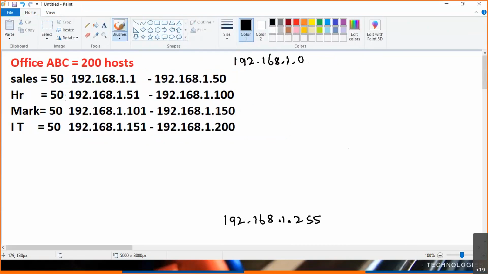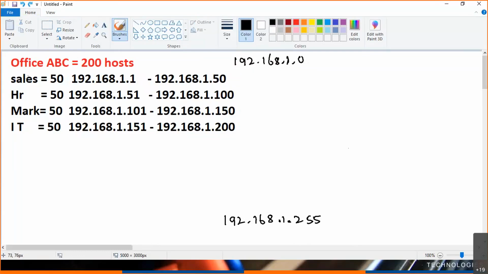Now, all departments are being assigned IP addresses. Now you tell me, guys: sales department, HR, marketing, IT, all departments can communicate with each other? Yes, they can. Why? Because they are all in the same network, right? Yes, right, Anil. Prashant.